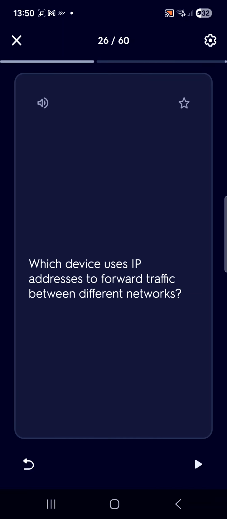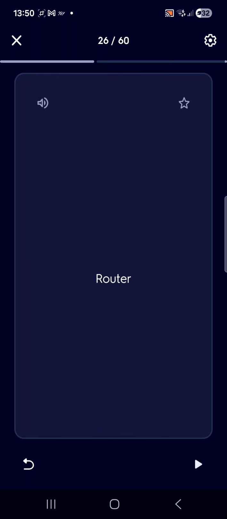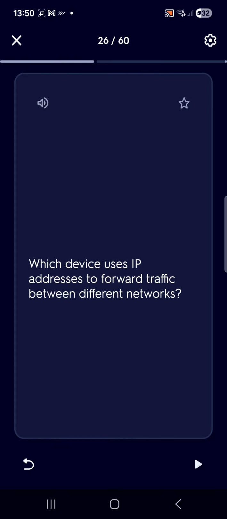Which device uses IP addresses to forward traffic between different networks? That would be a router. A router is the device that uses IP addresses to forward traffic between different networks.